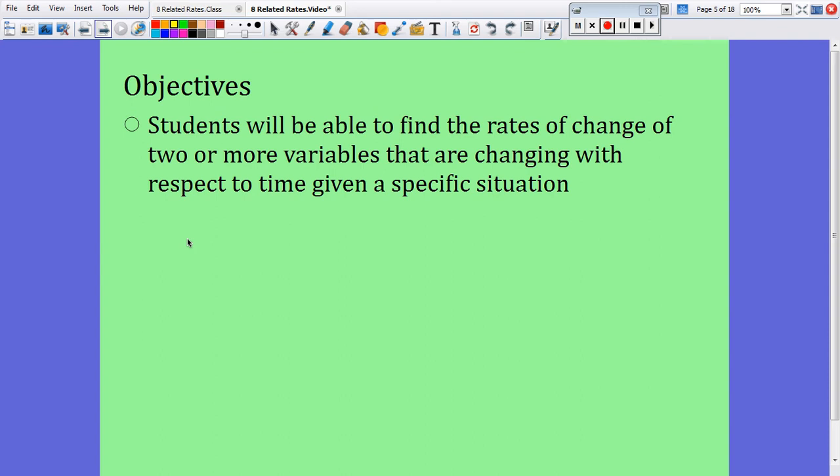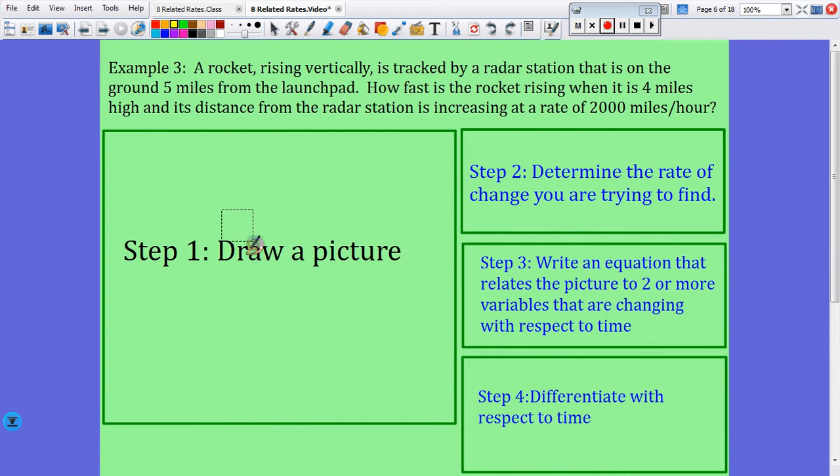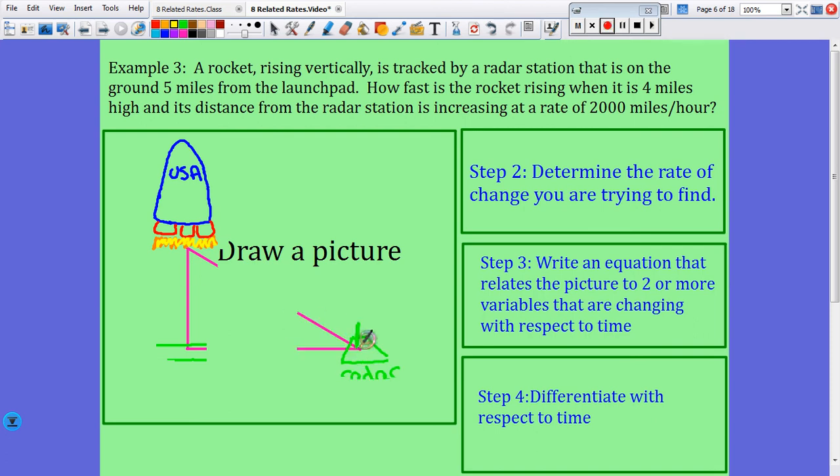So now we're going to look at some word problems, and you should have a follow-along sheet that matches these problems. Alright, we've got a rocket. It is rising vertically. So I'm going to draw a picture of a rocket rising vertically. And it is tracked by a radar station that is on the ground 5 miles from the launch pad.